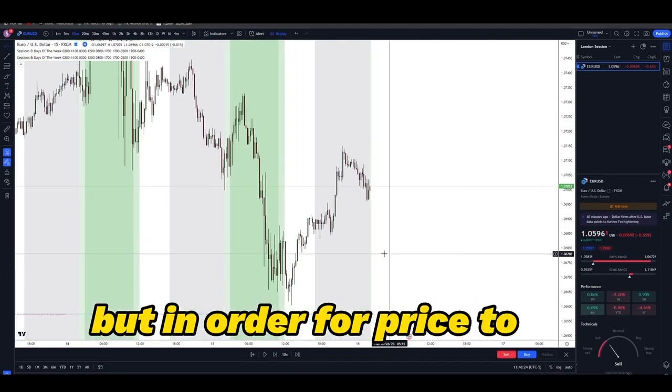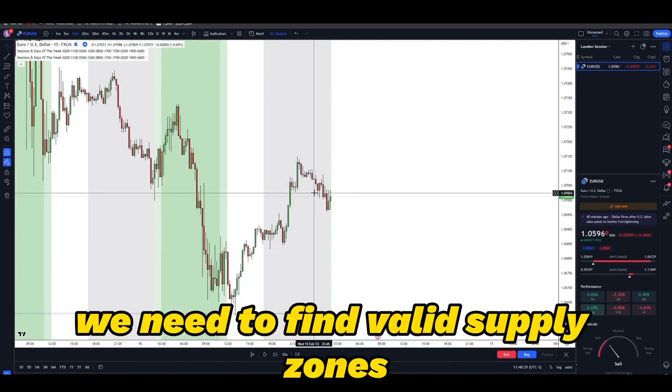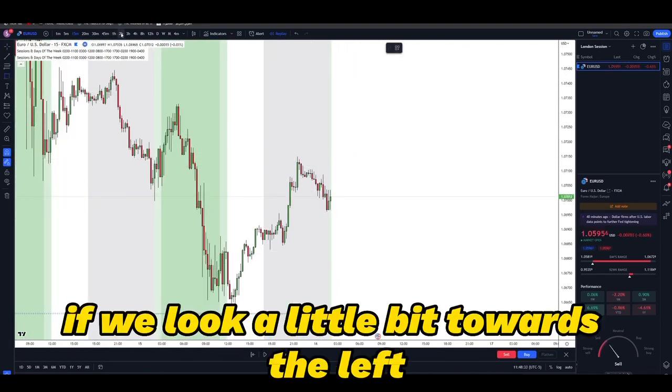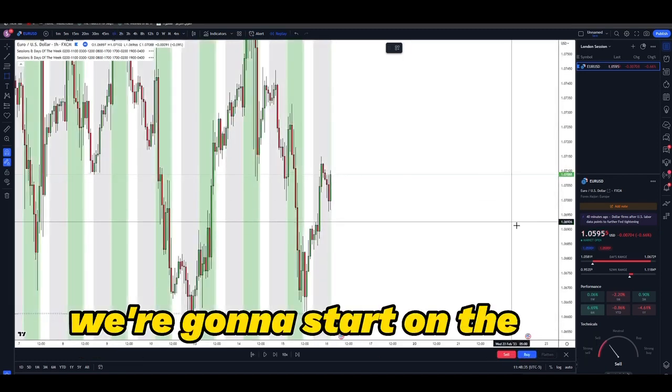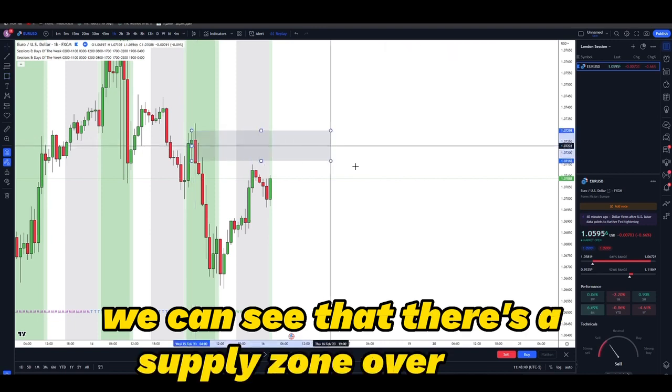Now, as we did mention, the overall bias is that the market needs to go down. But in order for price to go down, it can't just randomly sell off. We need to find valid supply zones that are going to power the move. And in this case, if we look a little bit towards the left, and to make this a bit easier, we're going to start on the 1 hour. Now on the 1 hour, we're finding our supply zone. We can see that there's a supply zone over here.